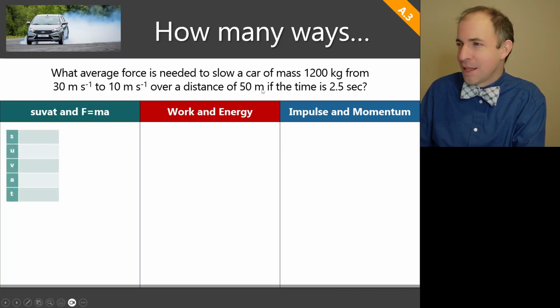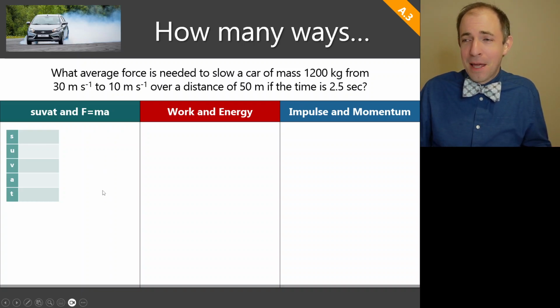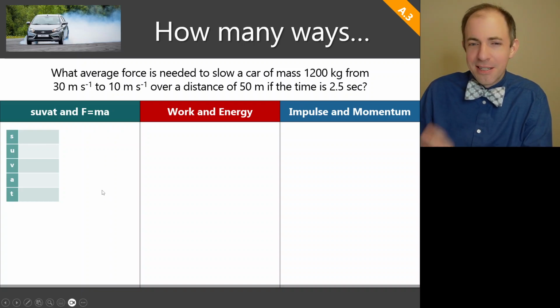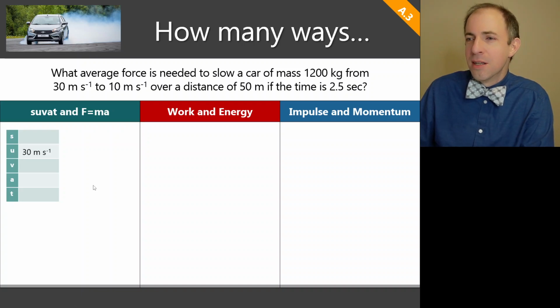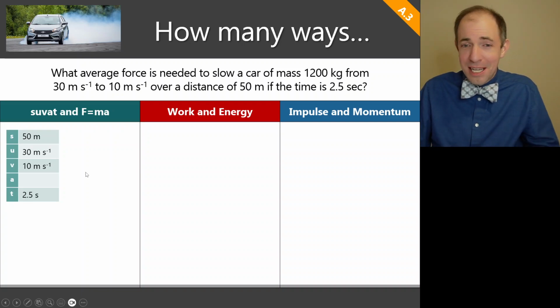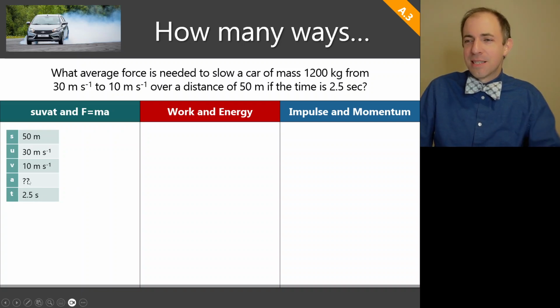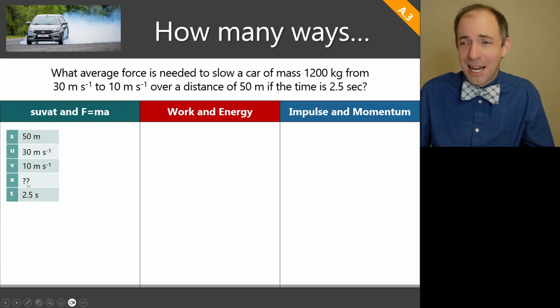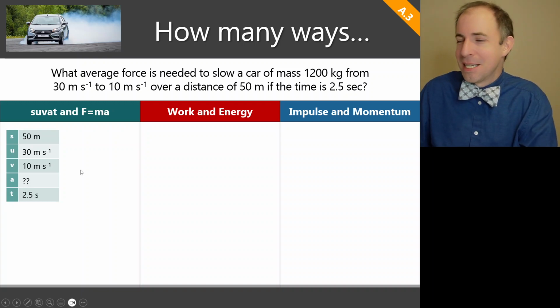If I am given this many different variables to represent motion, SUVAT is often an option that we can use to calculate with some constant acceleration. We know that the initial velocity is 30 meters per second, the final is 10. The distance is 50 meters, and the time is 2.5. We're actually given 4 of the 5, which means to solve for a, I can use any equation that I want. I'll just use whichever seems the simplest.